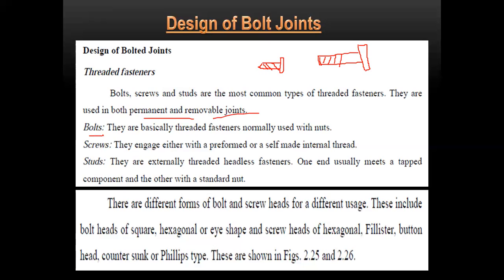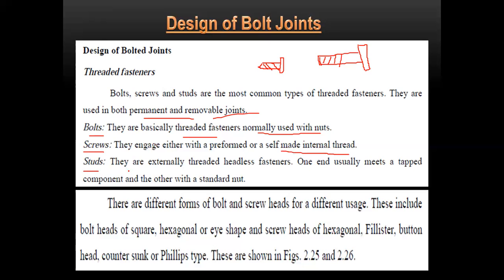Then what are the bolts here? The bolts are basically threaded fasteners, normally used together with nuts to assemble. Then what are the screws here? They engage either with a preformed or self-made internal thread.